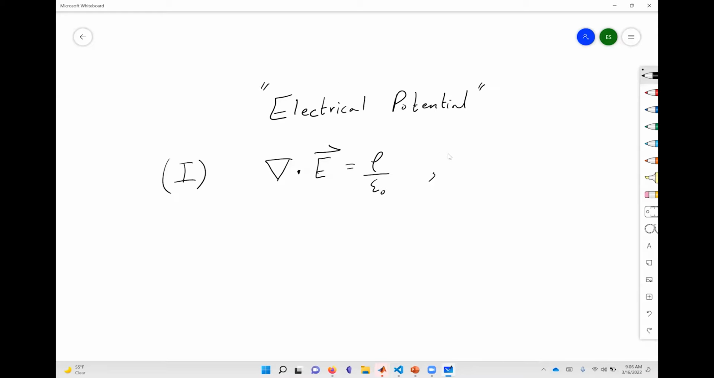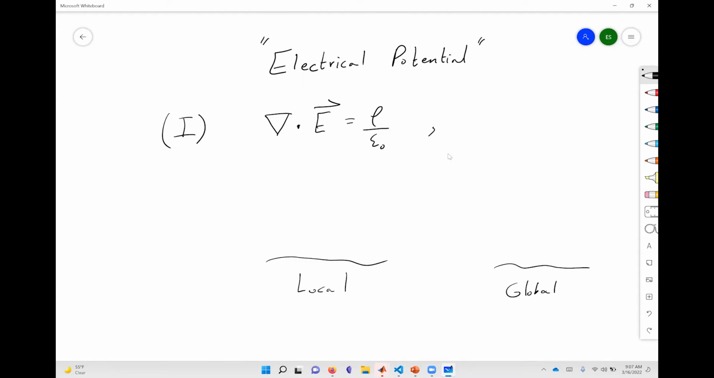This is in differential form, and then in global form. So we always have local or infinitesimal form, meaning you zoom in on a really small region of space, and then global or integral form, where you zoom out and sum over a large region of space. So this is called differential, and this is called integral. It looks something like this: we integrate over a closed surface of E dot dS equals Q enclosed over epsilon naught.